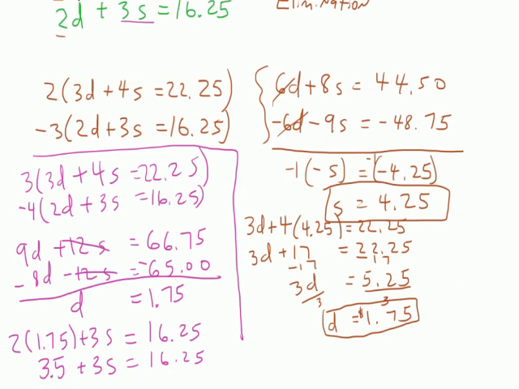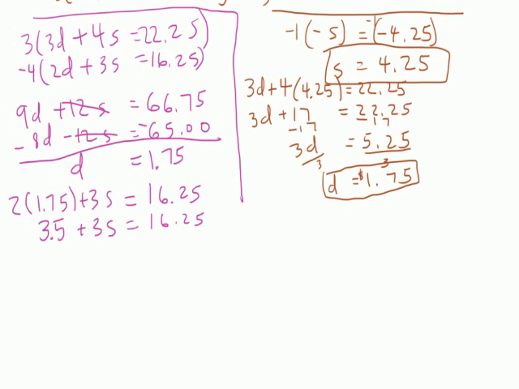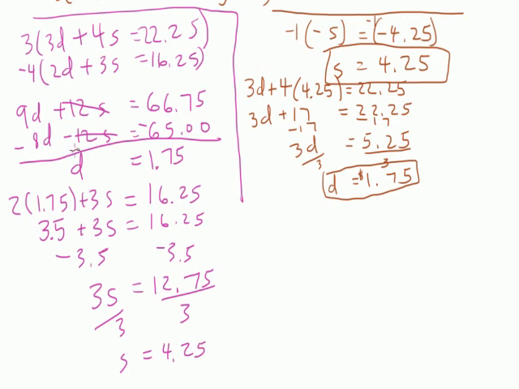I gotta scroll down a little further here to give me some room. Subtracting the 3.50 from both sides, I'll be left with 3S equals 12.75. Dividing both sides by 3 to get the S by itself, I should be left with 4.25. And again, I see that D is 1.75 and S is 4.25.